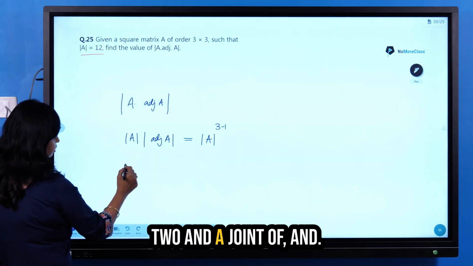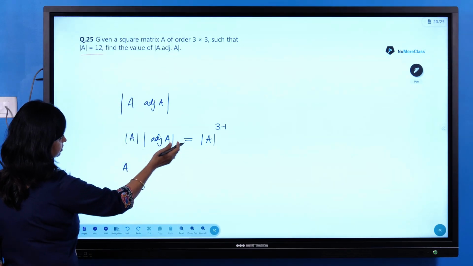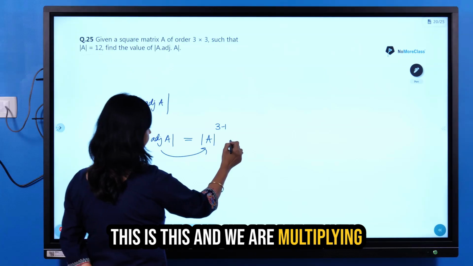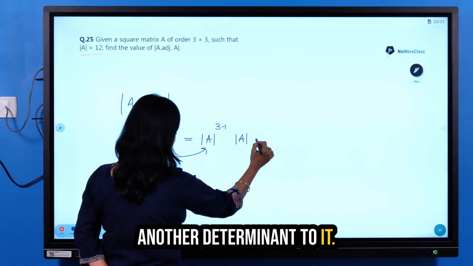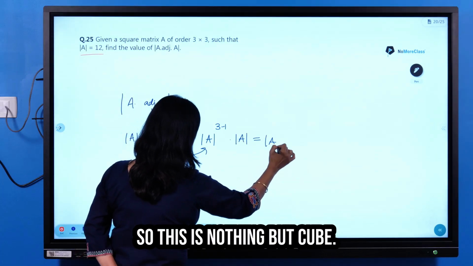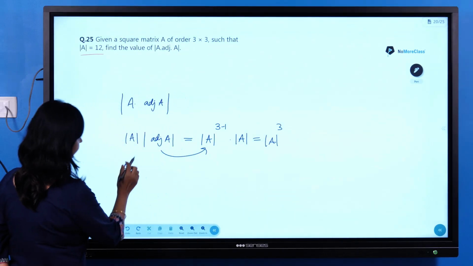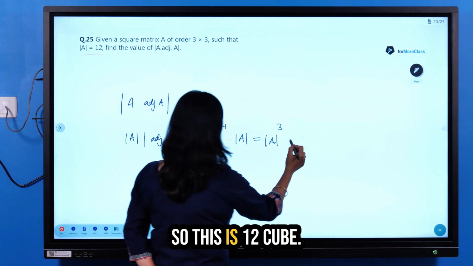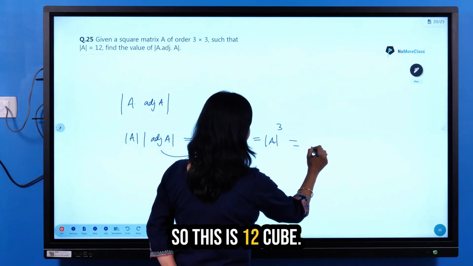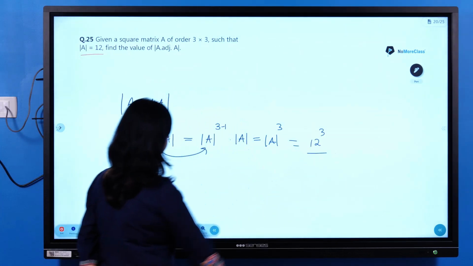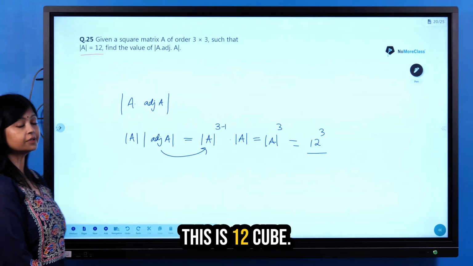And the determinant of adjoint of A is this, and we are multiplying another determinant to it. So this is nothing but the cube. So this is 12 cube. This is 12 cube.